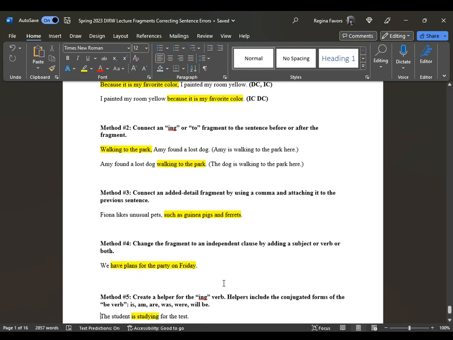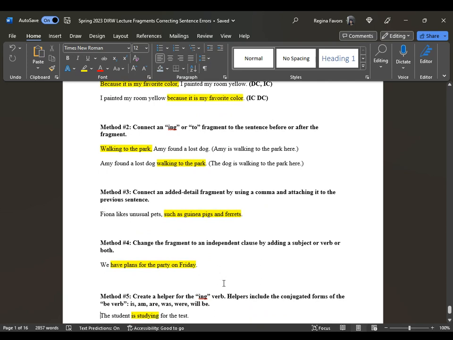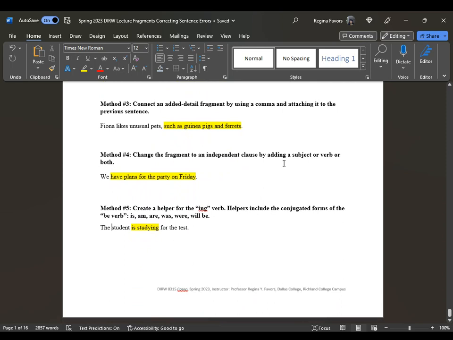Method number four: change the fragment to an independent clause by adding a subject or verb or both. So remember, have plans for the party on Friday, because that's how we talk. If we were on the phone with someone, we talk a certain kind of way. But to create a sentence that is grammatical, we need a subject. So now we know that the subject, we, is performing the verb have, which I think is a helping verb. And then method number five: create a helper for the ing verb.